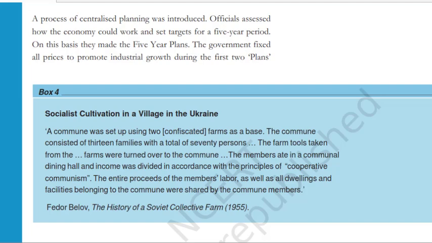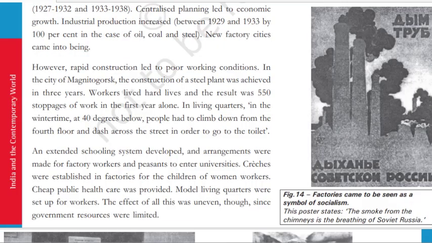A process of centralized planning was introduced. Officials assessed how the economy could work and set targets for a five-year period. On this basis they made the five-year plans. The government fixed all prices to promote industrial growth during the first two plans, 1927-1932 and 1933-1938. Centralized planning led to economic growth.